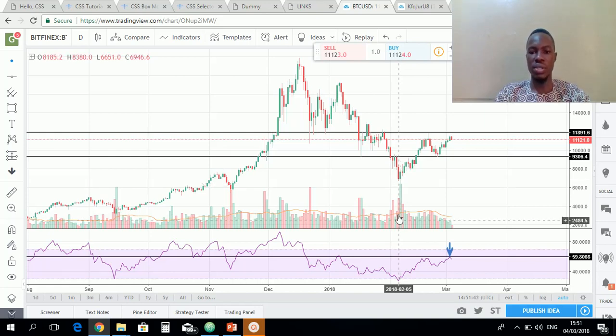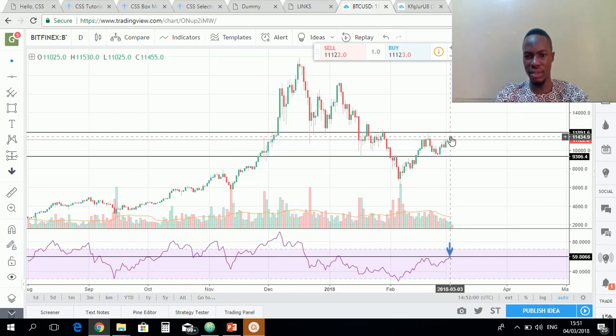If you used this volume bar as a buying opportunity and you bought at this point, that was on the 6th of February. About 1 month later, which is today, 4th of February, you will be sitting at, I think, almost about 40% profit or 50% profit in about 1 month.